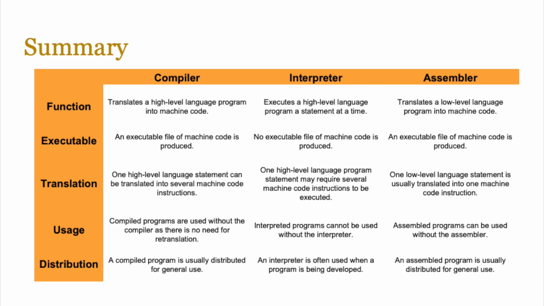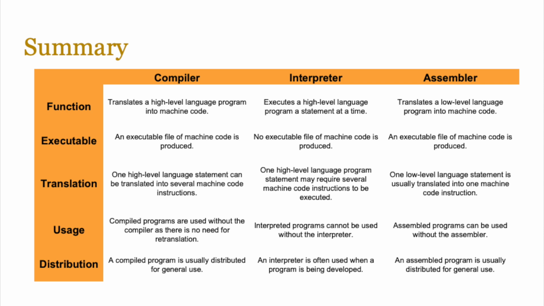Compiled programs are used without a compiler as there's no need for retranslation, but you need the source code with an interpreter. So you would need to give somebody your source code if you want to use an interpreter, which means that there could be some copyright issues in the future since they have your source code.